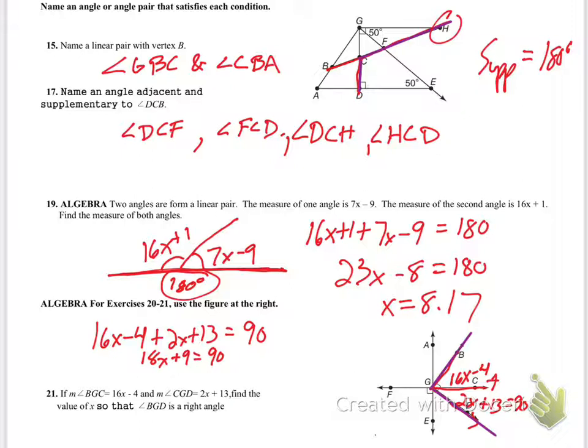I'm going to minus the 9 on each side, so 90 minus 9, then I'm going to divide by 18. So x is going to equal 4.5. And that's for number 21.